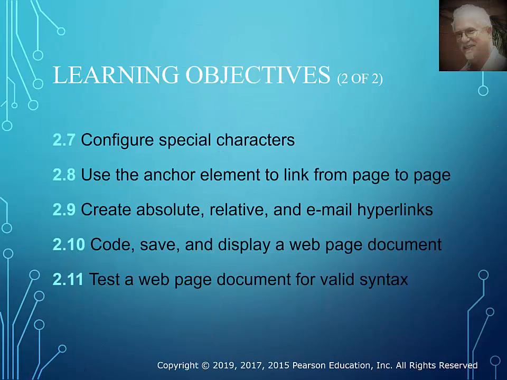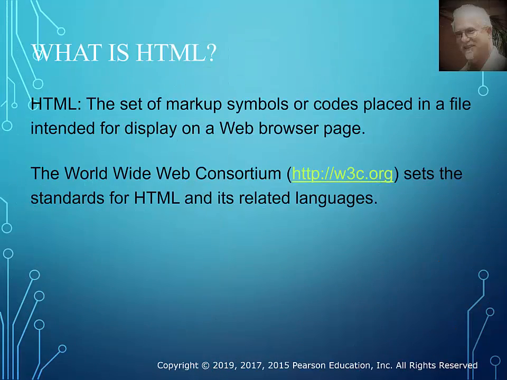This is going to be the first of the two lectures on the coding chapters. Most coding chapters will have two parts. In this case, we'll look at special characters, anchor elements, absolute and relative hyperlinks, really important, how to code, save, and display, and testing a web page. Okay, let's take a look.